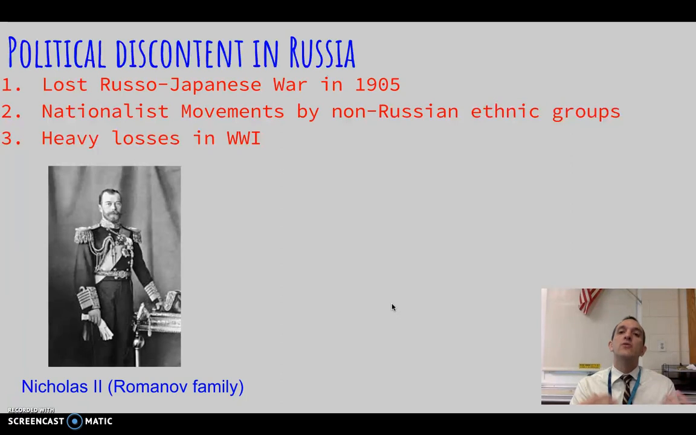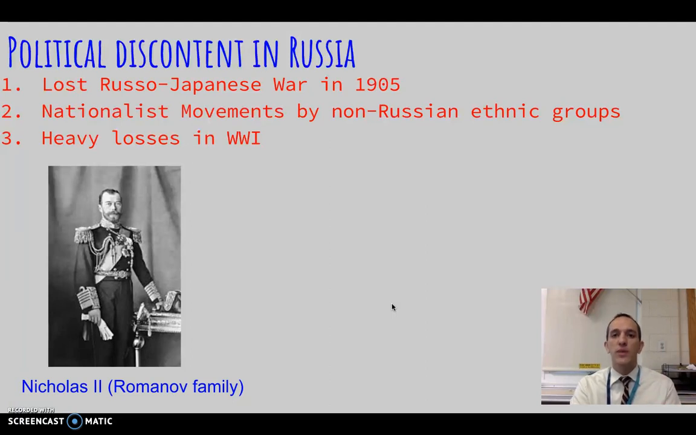Number one, they lose the Russo-Japanese War. Japan is imperialistic. They're trying to conquer land. Russia's trying to conquer land. The two butt heads and meet in 1905, and Russia loses to Japan. It's really a slap in the face to Russian nationalism that they lose to Japan. Japan is really just this upstart country.